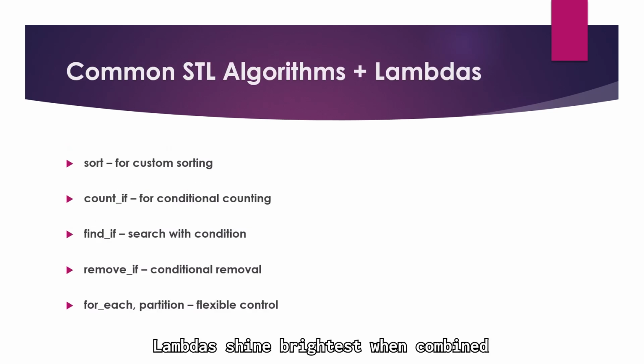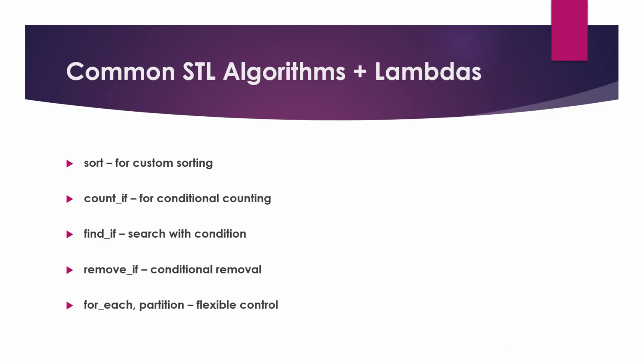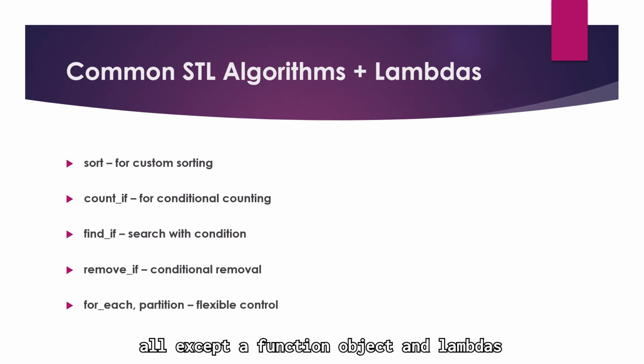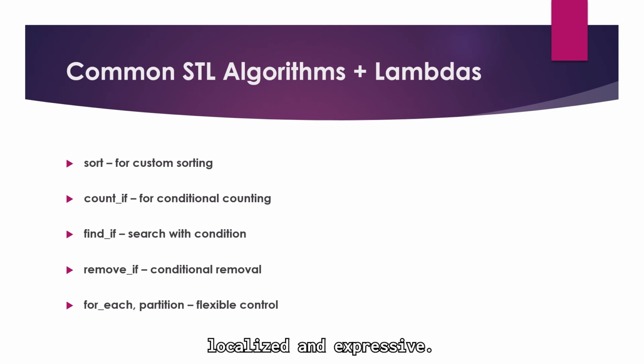Lambdas shine brightest when combined with STL algorithms. Functions like sort, count_if, find_if, and remove_if all accept a function object, and lambdas make it easy to provide that on the spot. Need a custom condition or operation? Just write a lambda right inside the algorithm call. It keeps your code concise, localized, and expressive.